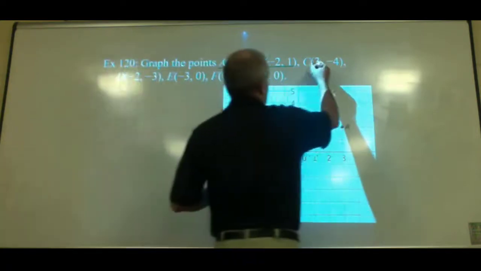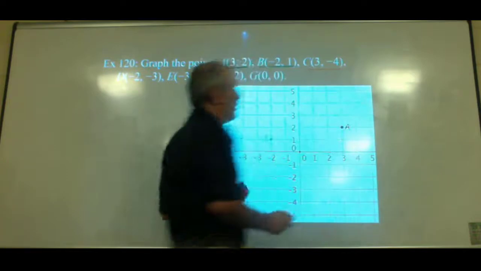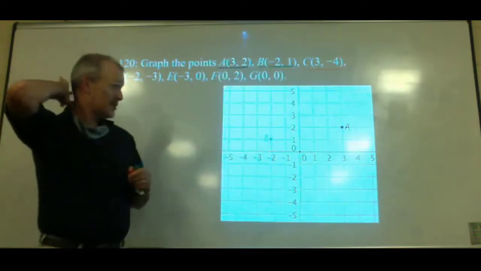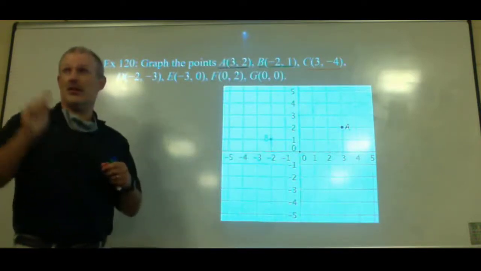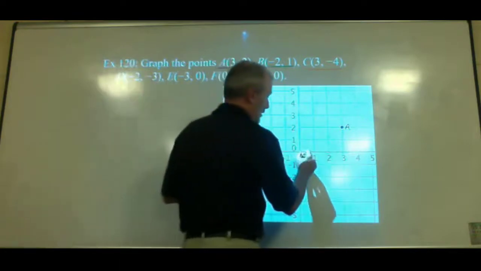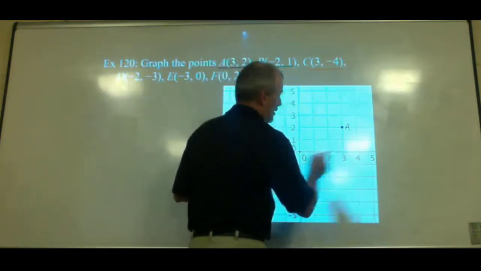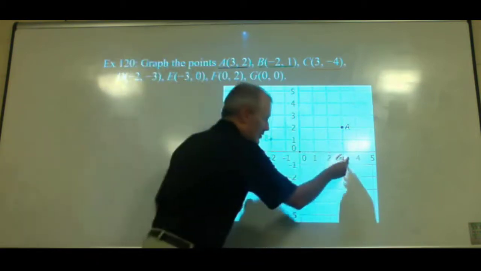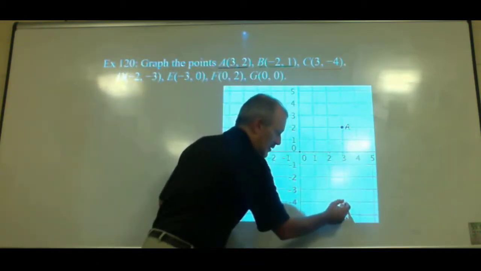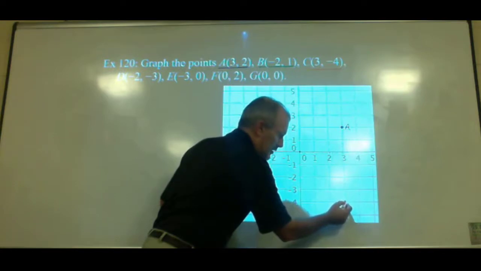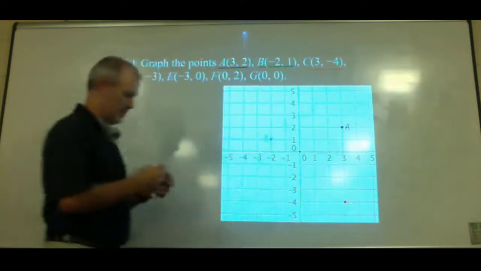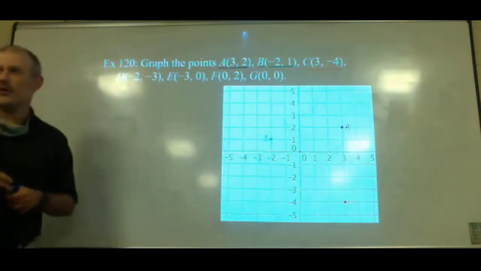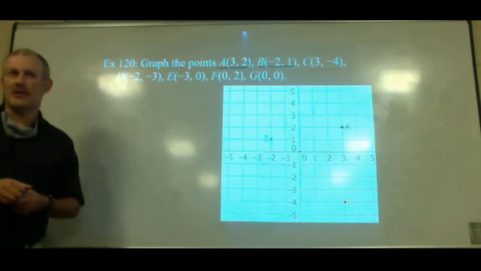Point C. 3, -4. So again, we start with the first one. What does the 3 tell us? To the right 3. And then what does the -4 tell us? Down 4. So here is point C. Is everybody okay with those first 3?